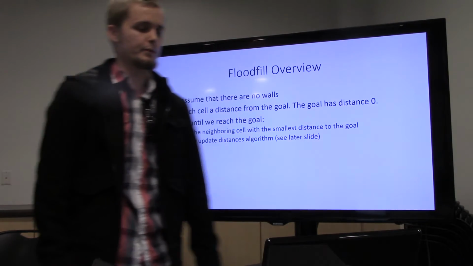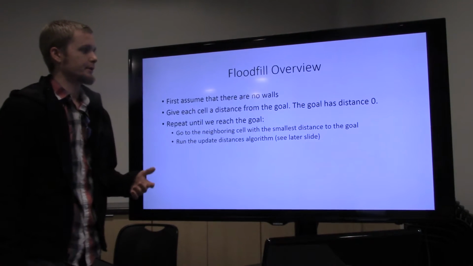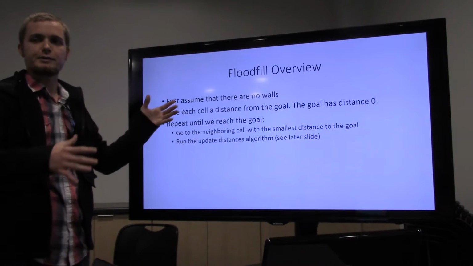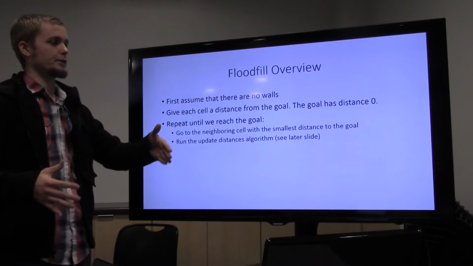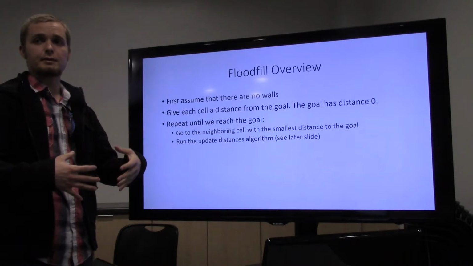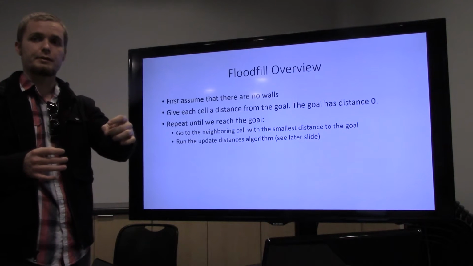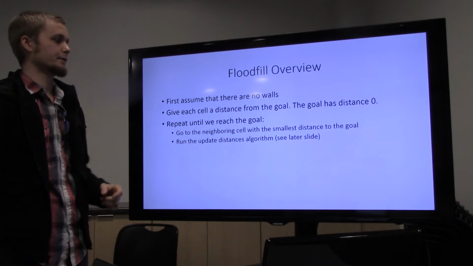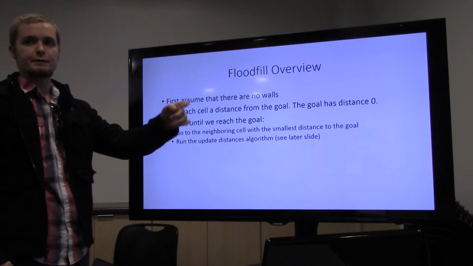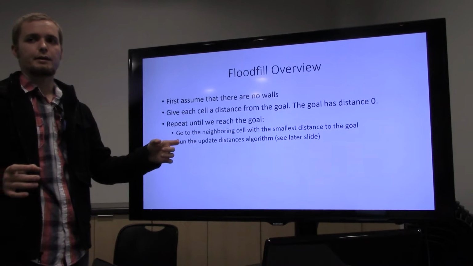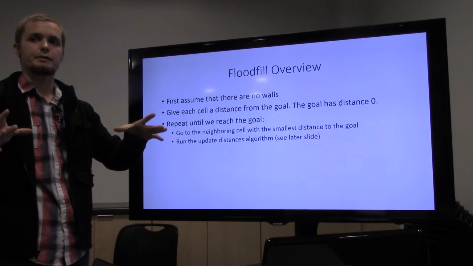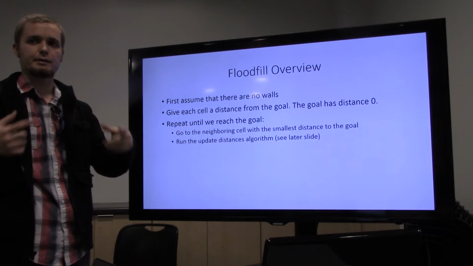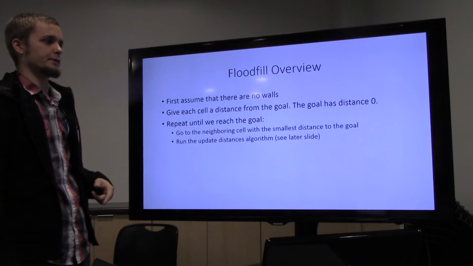And so the way that Floodfill works is first you assume that there's no walls in the maze, then you calculate the distance of each cell from the center, and you give each cell a distance to the center. So the distance of the center is 0, and then every cell out from there is +1, and it continues +1 for each adjacent cell.